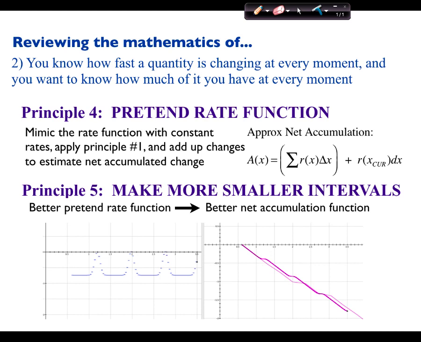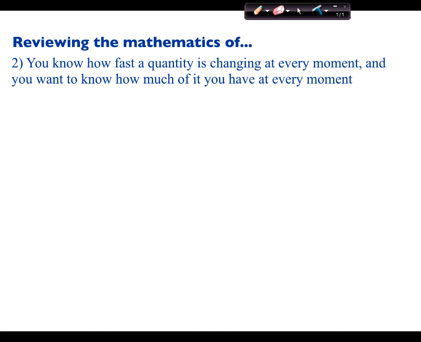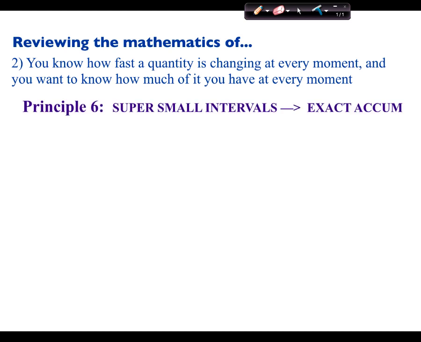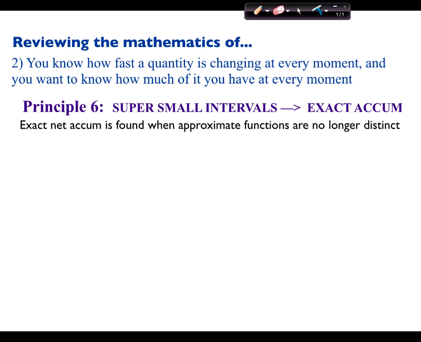So we said if you make the small interval smaller, you get a better rate function and you get a better net accumulation function. So then to get exact, we want super small intervals. Exact net accumulation is found when the approximate accumulation functions are no longer distinct from each other.